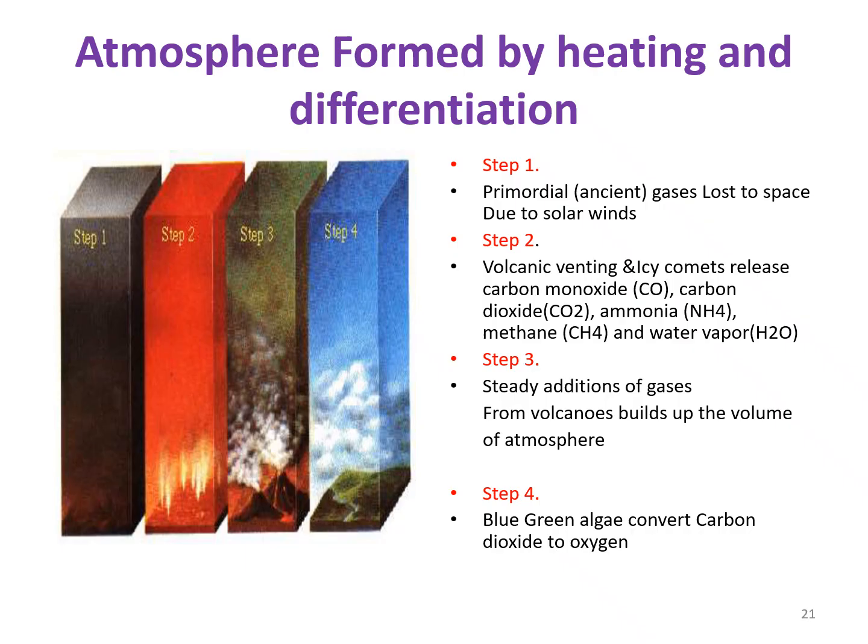The atmosphere formed by different processes, with different steps involved. Step 1 includes the primordial or ancient gases which were lost to space due to solar winds. Step 2 includes the volcanic venting and icy comets. They release carbon monoxide, carbon dioxide, ammonia, methane, and water vapor. The third step includes the steady addition of gases from volcanoes, which builds up the volume of the atmosphere. And step 4 includes blue-green algae converting carbon dioxide to oxygen.